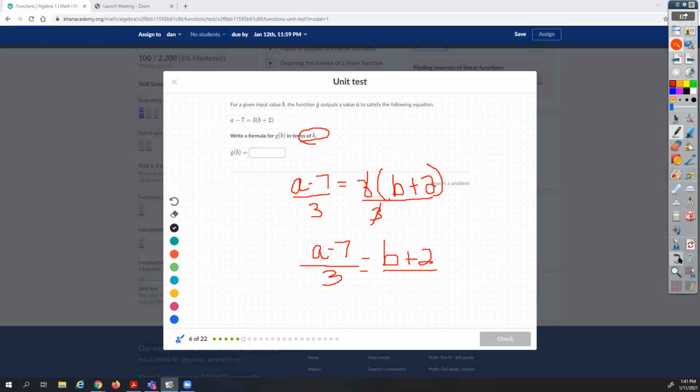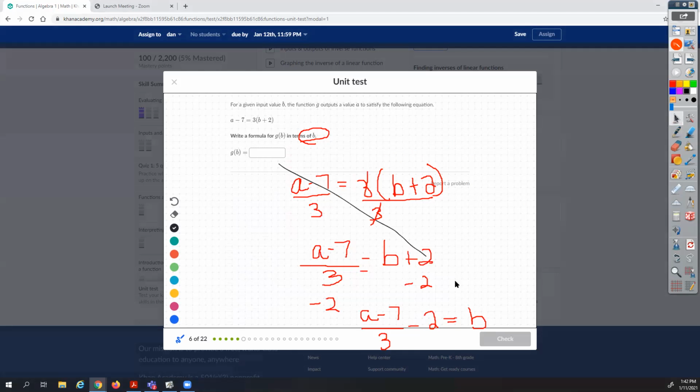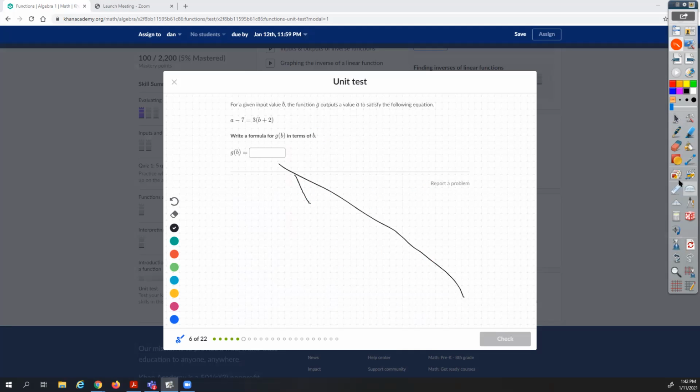Finally, not this, we go back. Subtract by 2, subtract by 2. So this will be a minus 7 over 3 minus 2 is equal to b. So it says write a formula g of b in terms of b. So in this case, it's actually in terms of a. So we got to go ahead and change all of that around. It doesn't let me do it. All right, let me go ahead and erase that again.